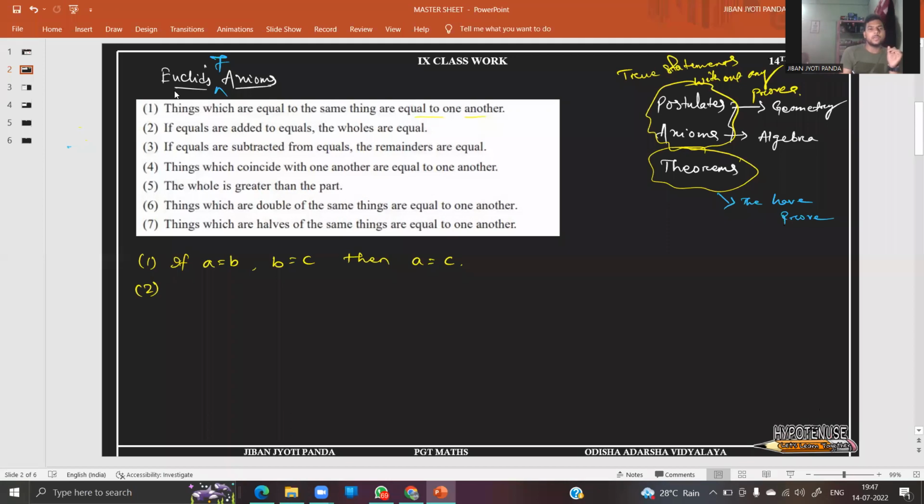If equals are added to equals, the wholes are equal. It means if we are adding something to two things which are equal to each other, like that.